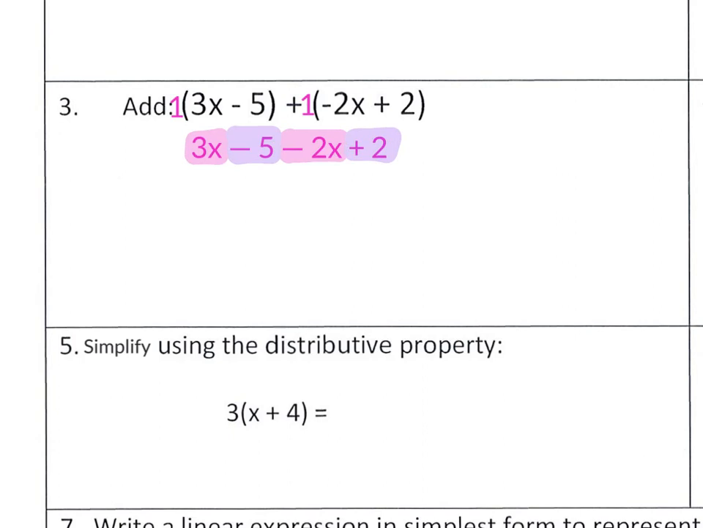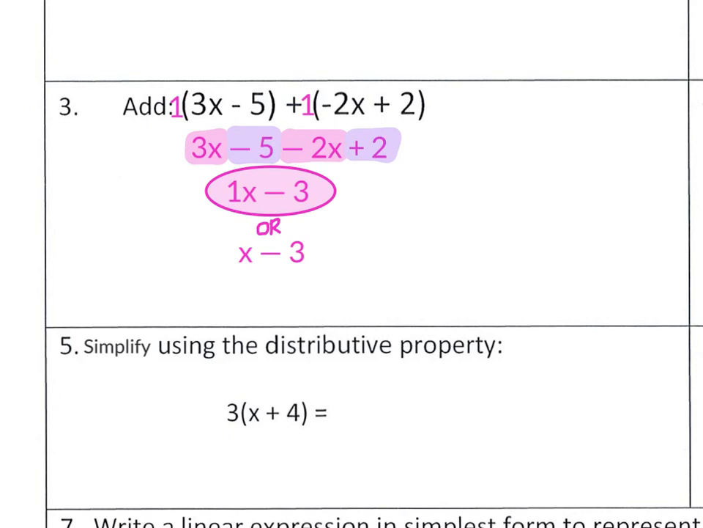3 minus 2 gives me 1x, or just plain old x. You could write it either way, 1x. -5 plus 2 is -3, so 1x minus 3 is my answer. Or again, you could write it as x minus 3. And then just remember to circle your answer. I wrote the other way as well just so you could see it. You do not have to do that, but I just want you to see both options. So 1x minus 3 is my answer.